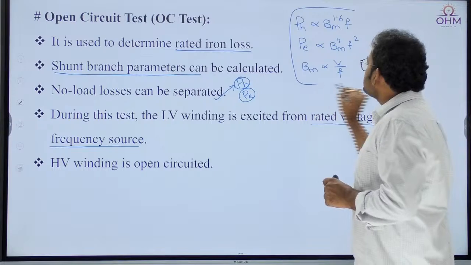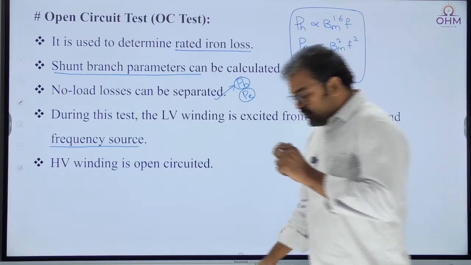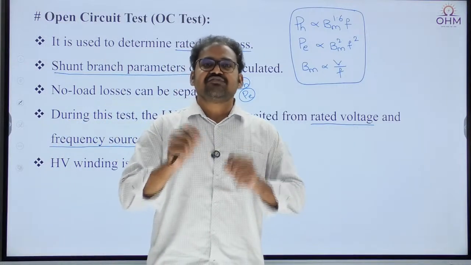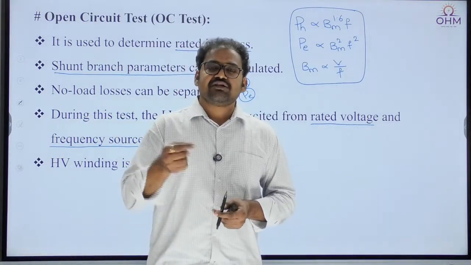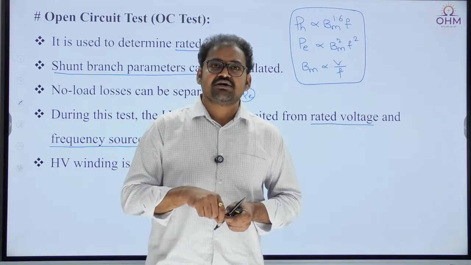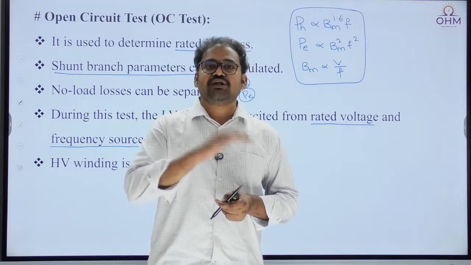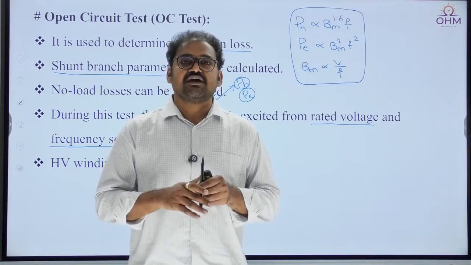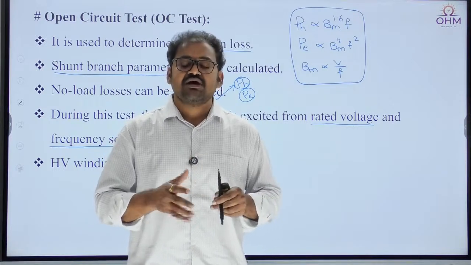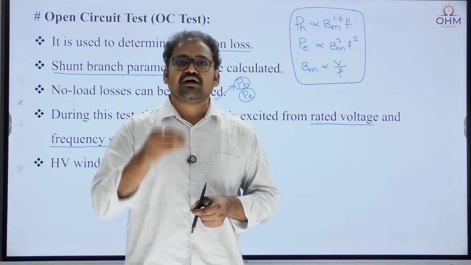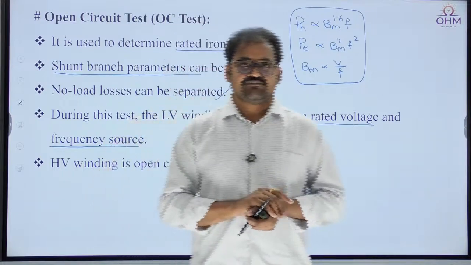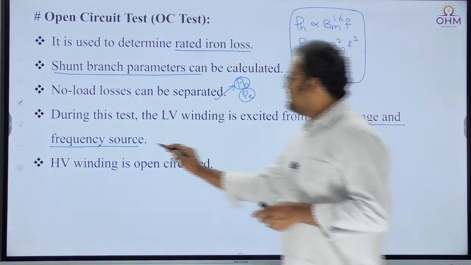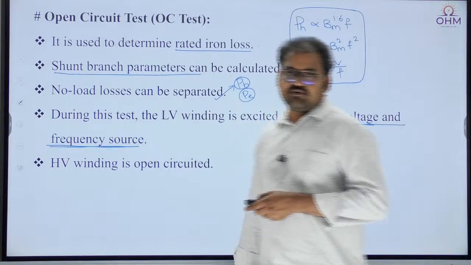If you look at all these formulas, you can understand both hysteresis loss and eddy current loss are dependent upon voltage and frequency. So when our aim is to measure iron losses, we have to make sure that voltage and frequency are rated values. Thereby, hysteresis and eddy current losses are rated values, and we can find out rated iron losses using this test. That is why during this test, voltage is rated value and frequency is also rated value.